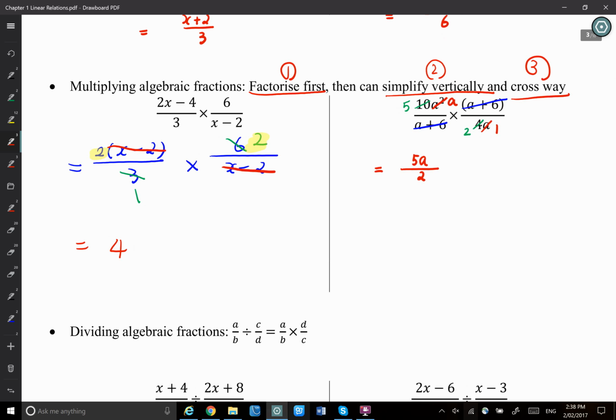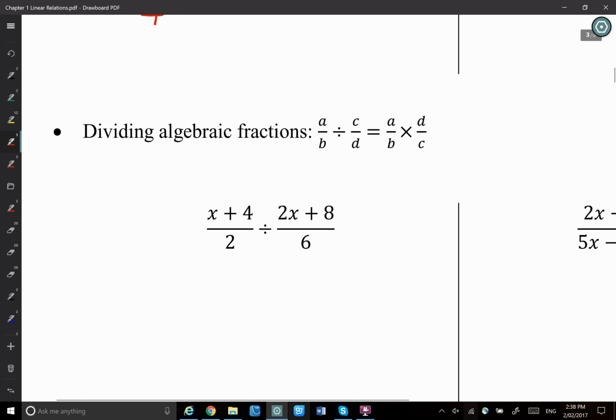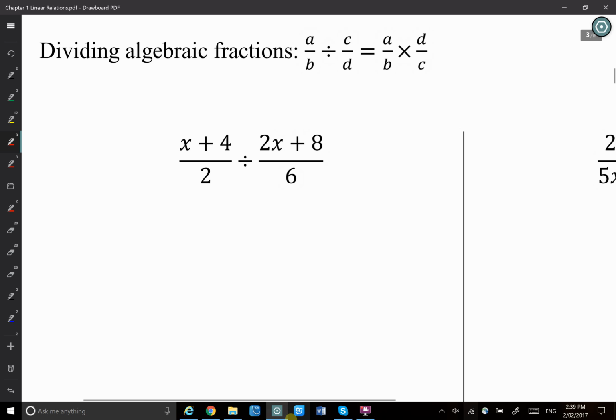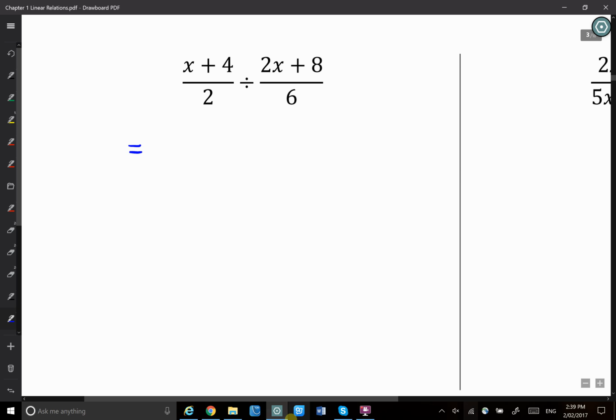So that's multiplication. And how about division? Division is exactly the same as times, because a over b divided by c over d is the same as a over b times the reciprocal of the second one, so times d over c. Okay, times reciprocal. Let's do this. So we have x plus 4 over 2 times the reciprocal. The reciprocal will be 6 over 2x plus 8.